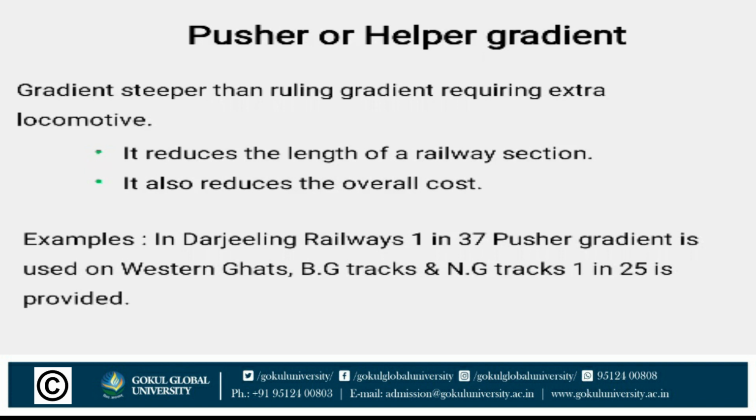The best example of a pusher gradient is the Darjeeling Railway, where a 1 in 37 pusher gradient is used. On the Western Ghat, a 1 in 37 gradient is provided. For broad gauge and narrow gauge tracks, the pusher gradient provided is 1 in 25.